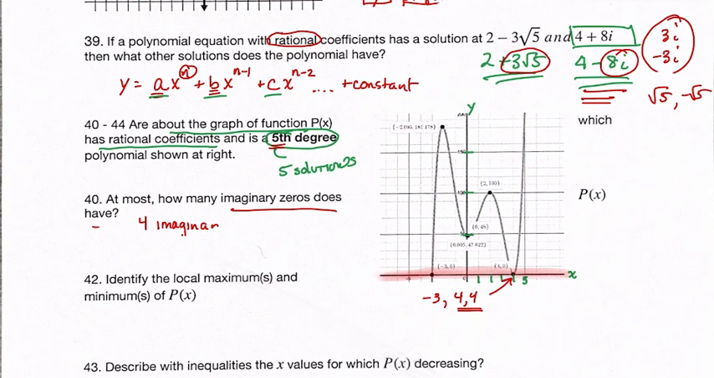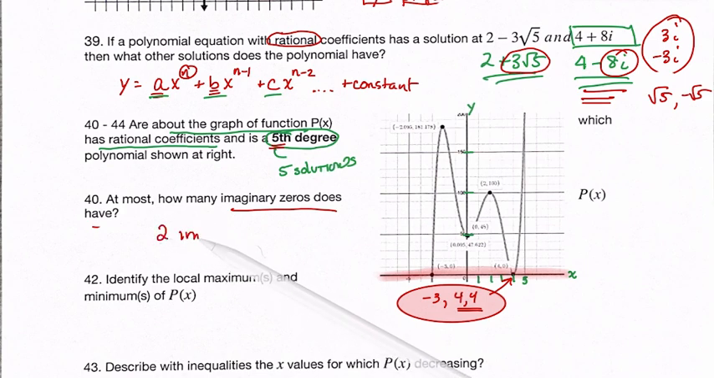Now, because I can see 3 of them right here, it doesn't have 4. At most, it can have 2 imaginary solutions. It can't have 4 because 3 of them we already know are real, because we could list those. So at most, it has 2 imaginary solutions.